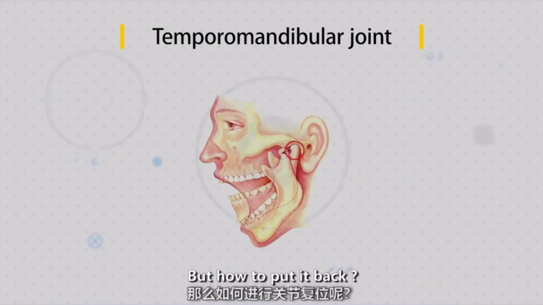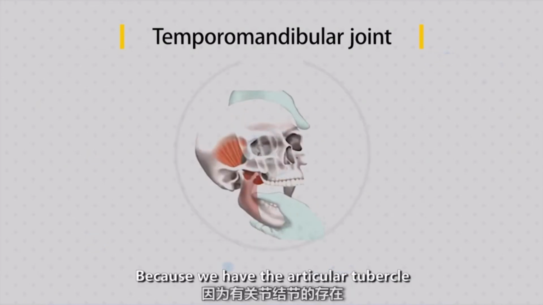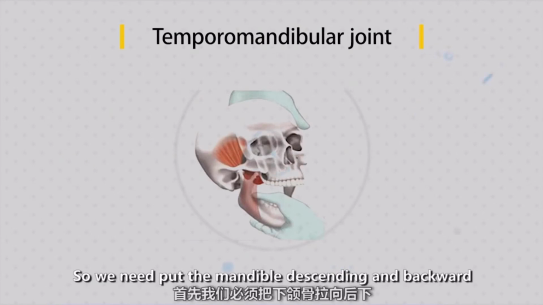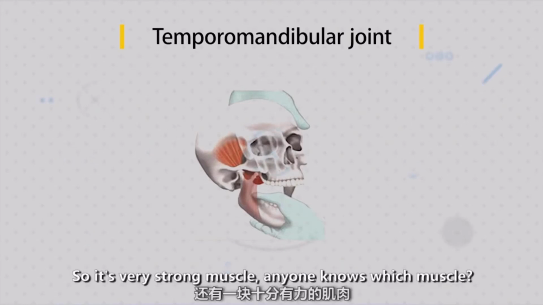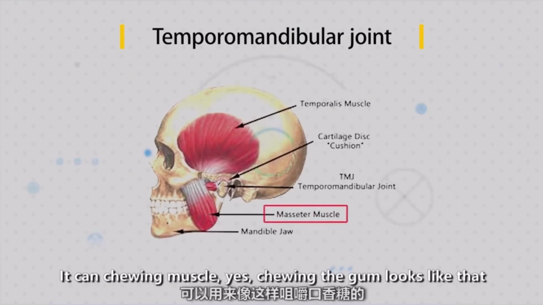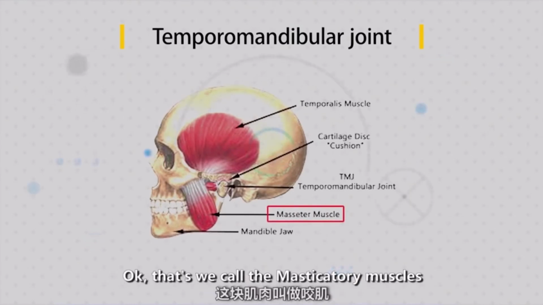So how do we put it back? Because we have the articular tubercle, to put it back we need to move it descending and backward, and upward. Okay, descending and backward, like this. It's a very strong muscle, does anyone know which muscle? Chewing, yes, chewing gum like that. That's what we call the masticatory muscle.